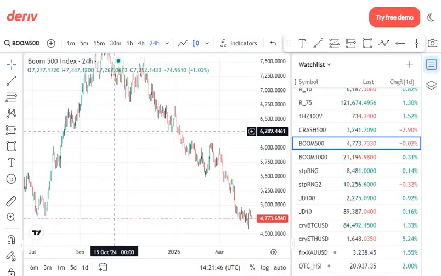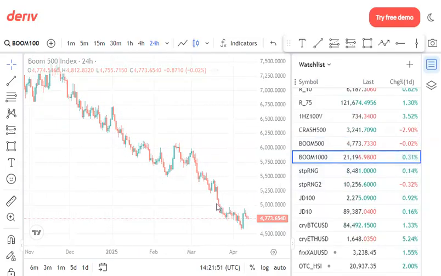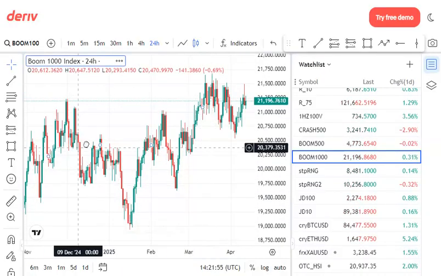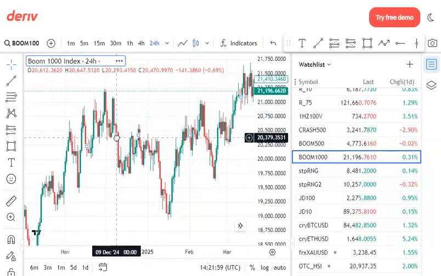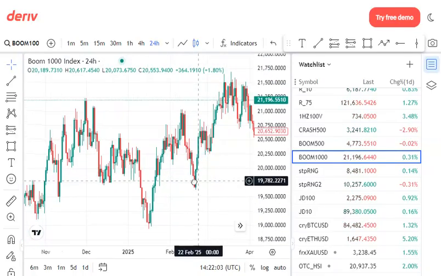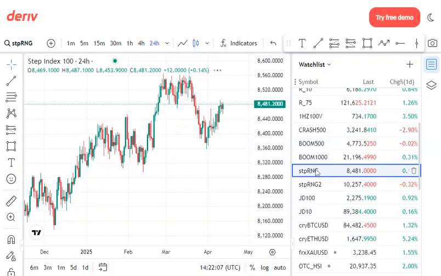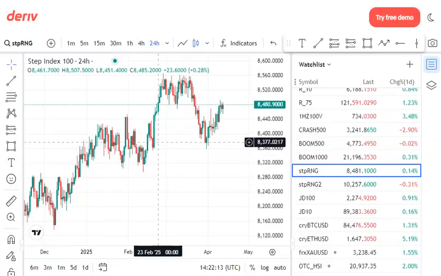Boom 500 also was spiking downwards. Everybody was also seeing it. Boom 1000 was in the range. So the terminology here is, if you want to make money from the forex market, you need to understand Bitcoin and its movement. All of these things were not out when Bitcoin as a cryptocurrency wasn't out. And if you see Step Index, the Step Index also was going down, was ranging like crazy all those periods.